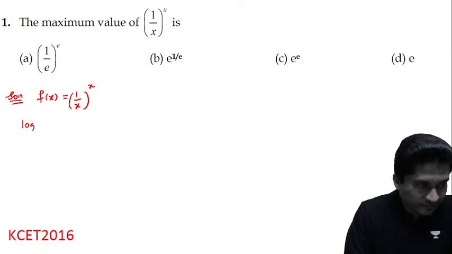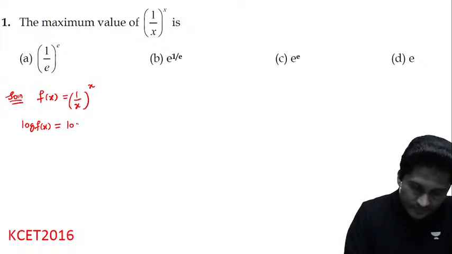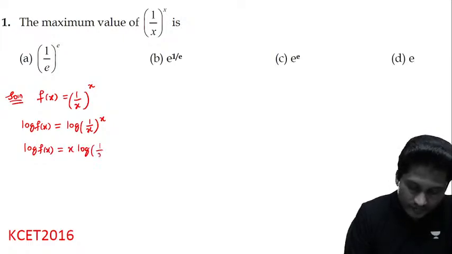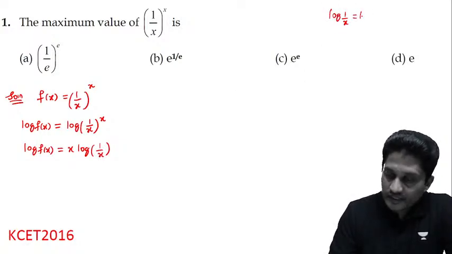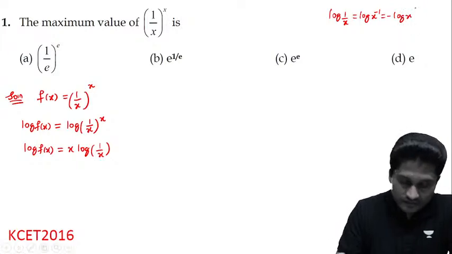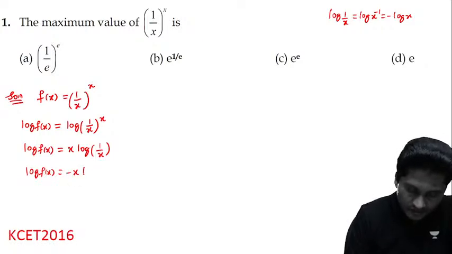Log f(x) is equal to log of (1/x)^x. Log m power n is n log m, right? So you get x into log(1/x). And then log(1/x) can be written as log x to the power of minus 1, which is equal to minus log x. Now log f(x) is equal to minus x into log x.